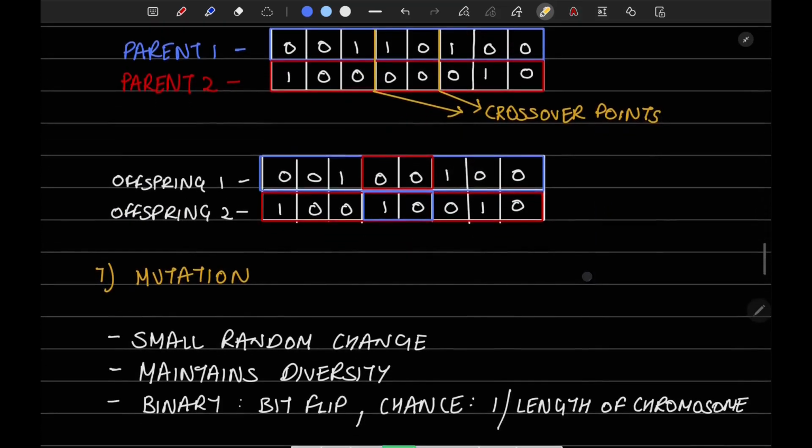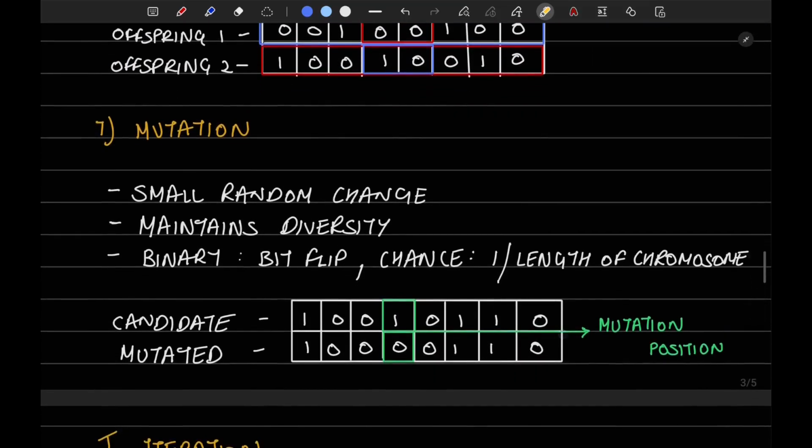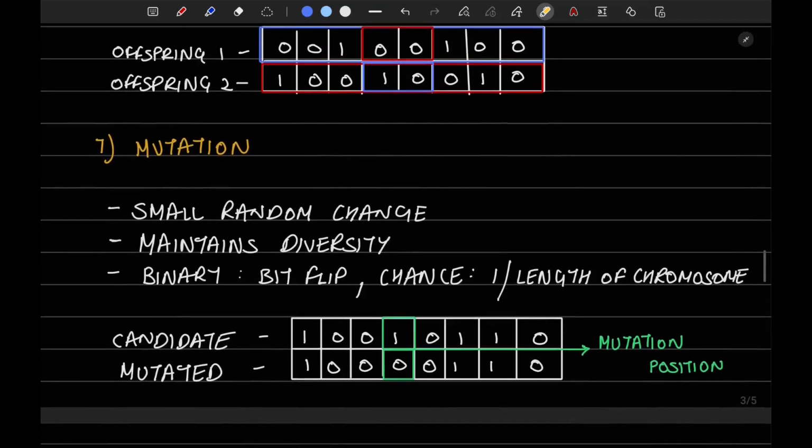Finally, moving on to mutation. Mutation is used to introduce small random changes into a candidate solution. In the case of binary encoding, it simply means flipping a bit, that is, changing 0 to 1 or 1 to 0. The probability of mutation is very, very low. It is often calculated as 1 divided by the length of the chromosome. So for each bit in the solution, we generate a random number between 0 and 1, and if it's greater than the mutation probability, we flip that bit.